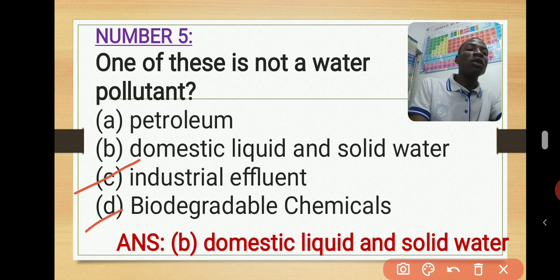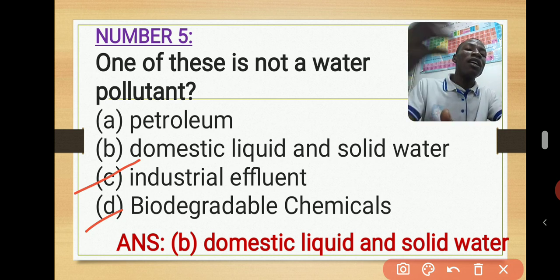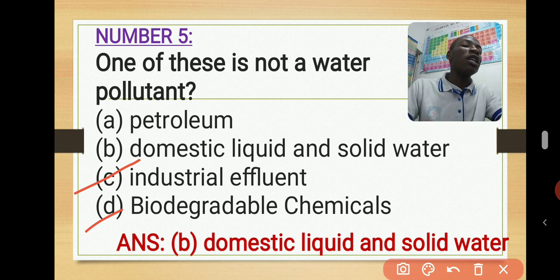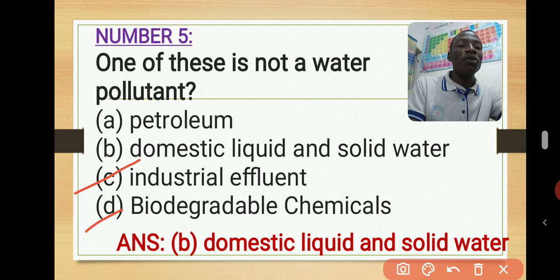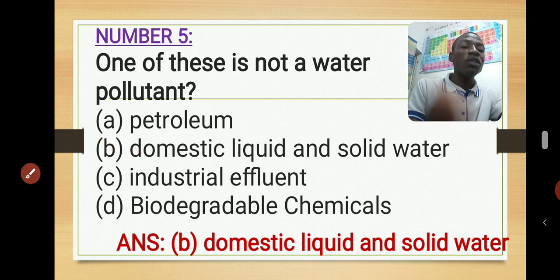Option D pollutes water because when biodegradable chemicals enter water bodies, decomposers will decompose them. Biodegradable means they can be decomposed by decomposers. And you know what happens when decomposers are present inside water? They are going to use up the oxygen in the water, and then there will be competition. If you want to understand that more, check my videos on water pollution. So the answer is option B. Domestic liquid and solid waste is not a water pollutant.